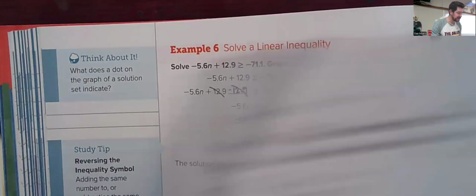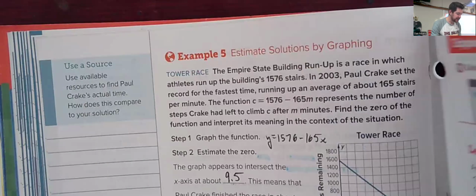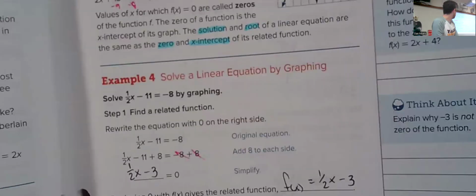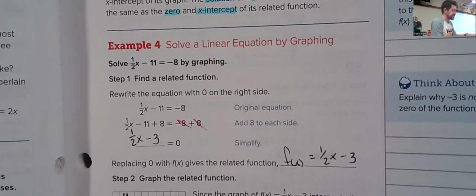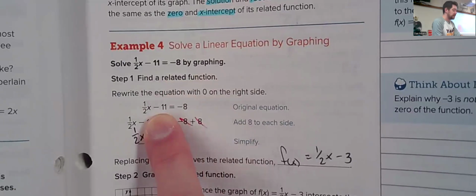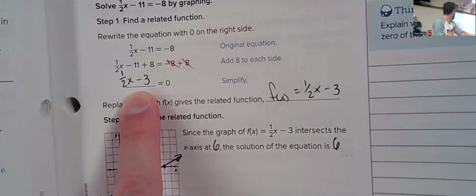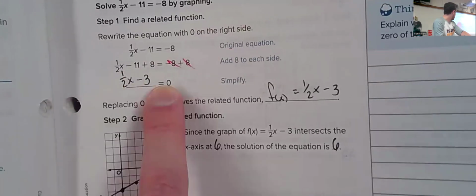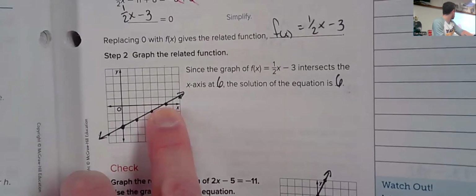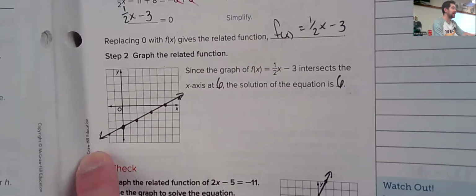Solution set. No, that's not true. The graph of a related function. Yeah, there it is. So graphing a related function with a linear equation right here, you notice there's only an x, and then we set the equation equal to 0 right here, and then we graphed this line, and we were looking for when this line is 0 on the y-axis, meaning where does it cross the x-axis? So in this case, it crossed the x-axis right there.